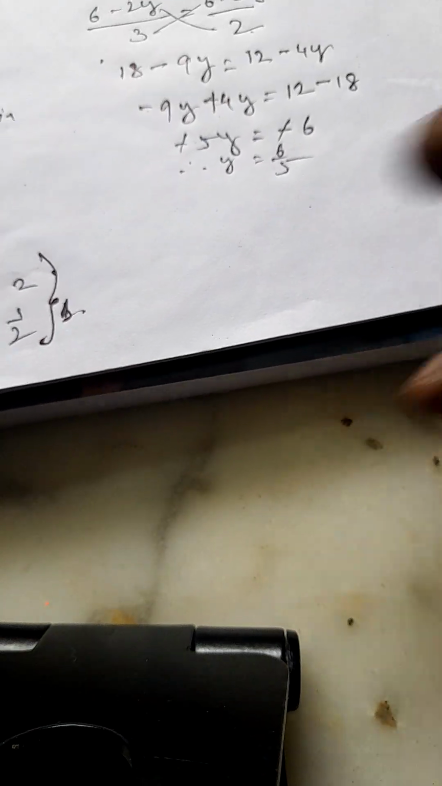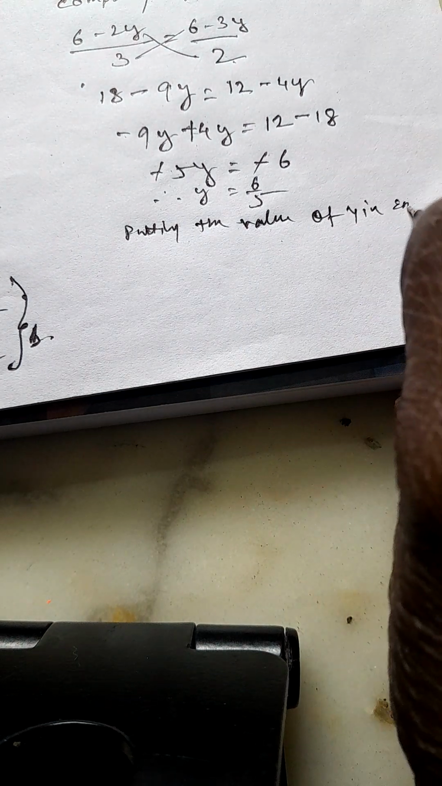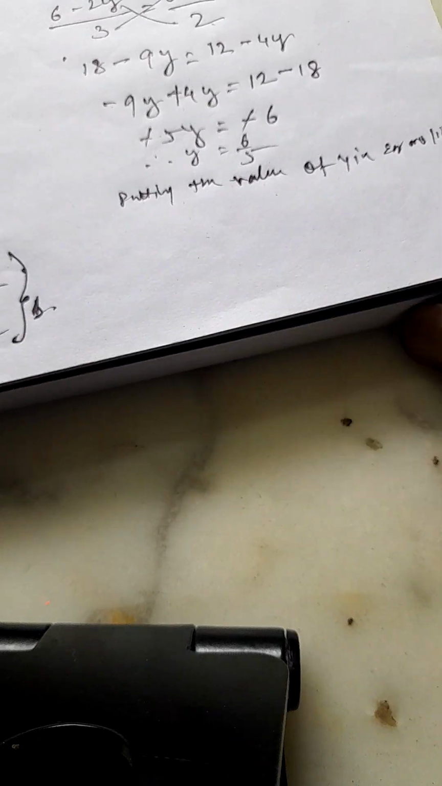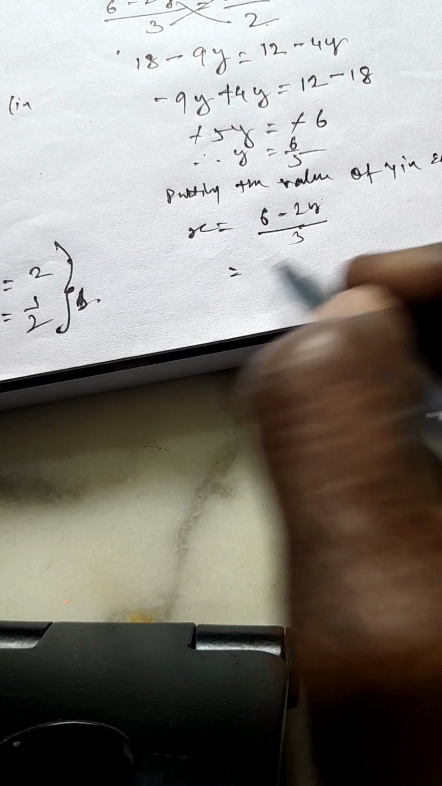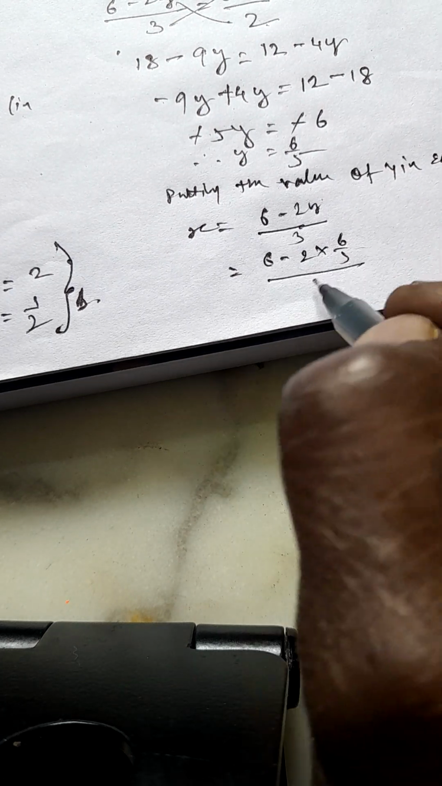Now putting the value of y in equation number 3. If you put the value of y in equation number 3, x is equal to 6 minus 2y by 3. So what is the value of y we have got? We have got the value of y as 6 upon 5 divided by 3.